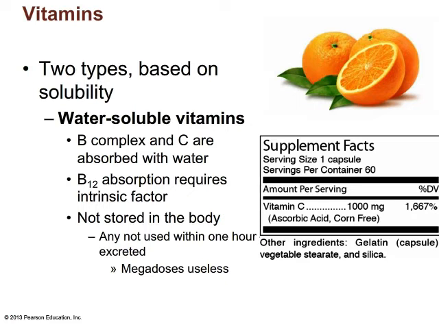And this is why it's pretty useless to take megadoses of vitamins. For example, on the supplement information here, you can see that the supplement contains over 1,667% of the USDA recommended allowance for vitamin C. But it's really not going to do you any extra good because that excess is just going to be lost in the urine. So do yourself a favor and save your money and don't buy the megadoses of water-soluble vitamins.